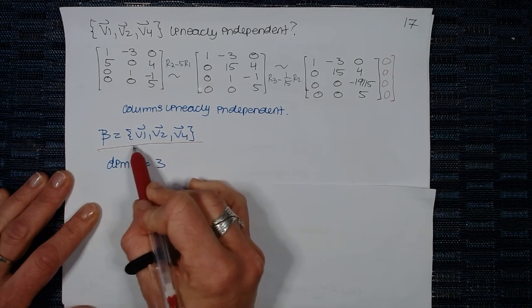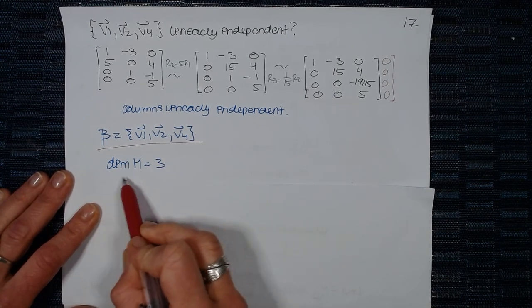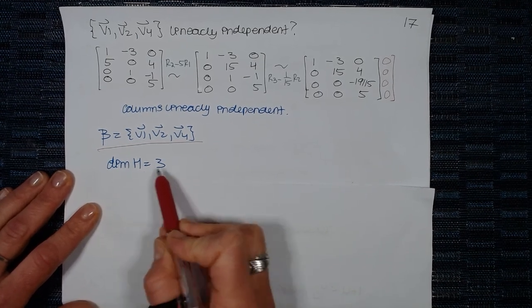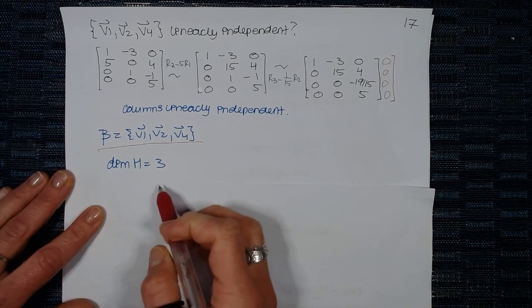And because I have three vectors in my basis, the dimension of my subspace of a vector space V, which is R4 in this case, is going to be 3. Right?